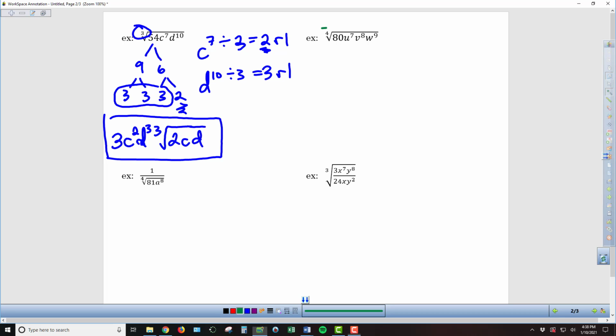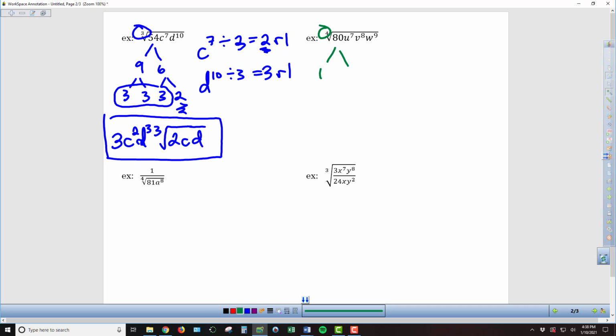For the next one, we have a 4th root. So that means I need 4 of something to get out from underneath the radical. Or in the case of the exponents on the variables, I'm going to divide those exponents by 4. But I'm going to first concentrate on the numerical part here.